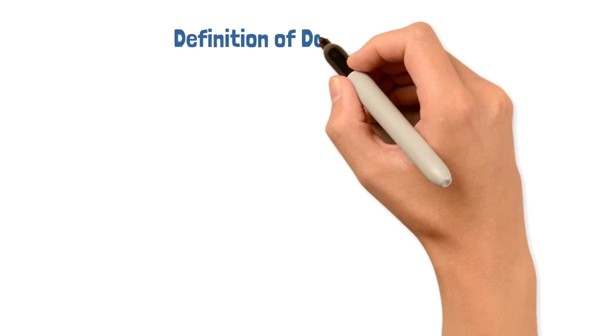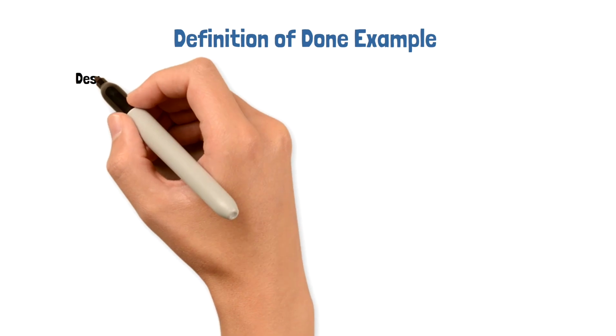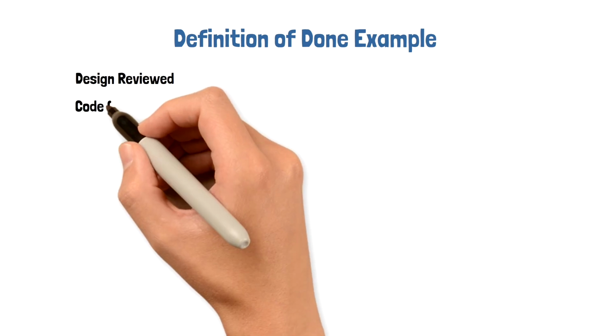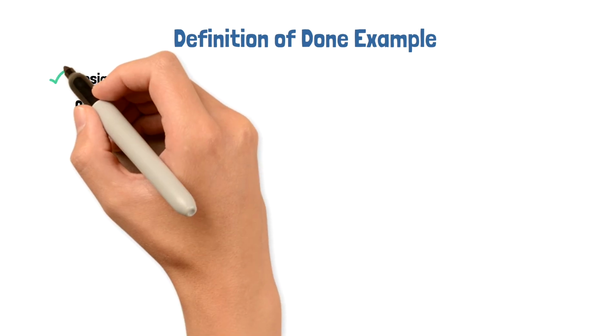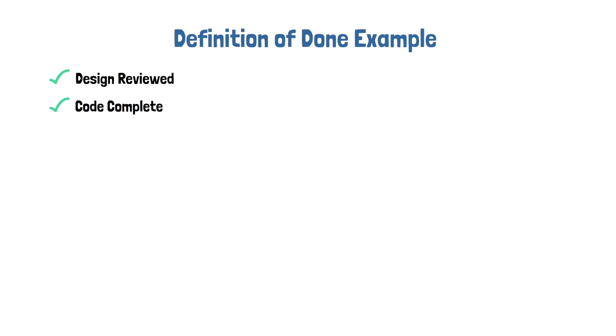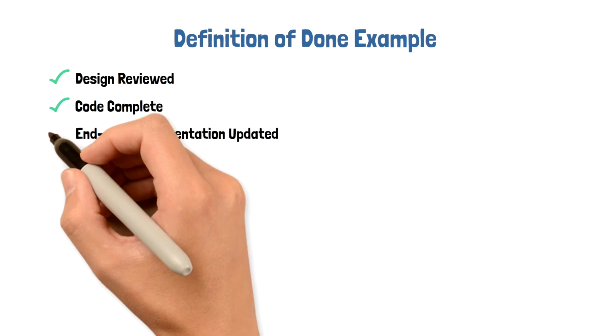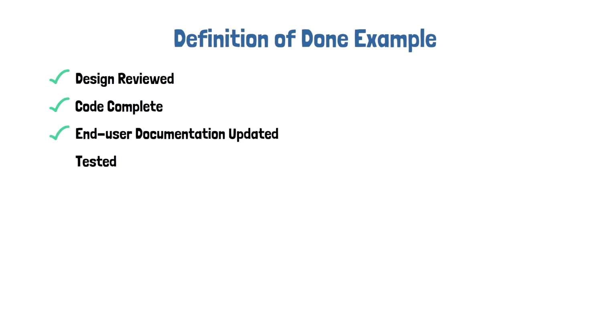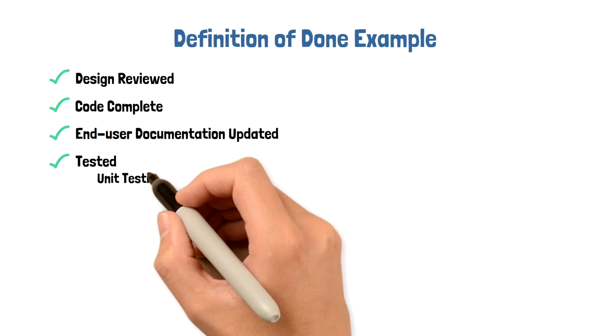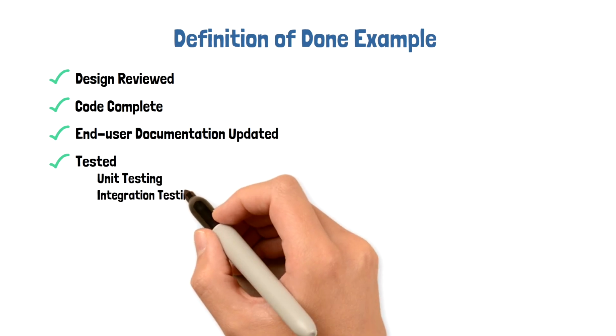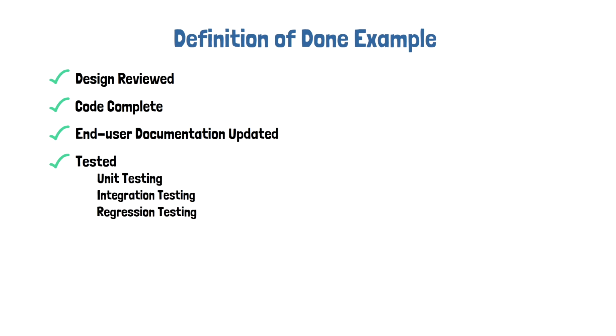Let's look at an example of a definition of done that is common in software development. The criteria of definition of done could be something like this. Design is reviewed, code is complete, and the development team can add additional sub-items under the code complete, end user documentation is updated, tested, and here we could have additional testing sub-items like unit testing, integration testing, and regression testing. There's 0 known defects, it's accepted, tested, and deployed to a production environment.